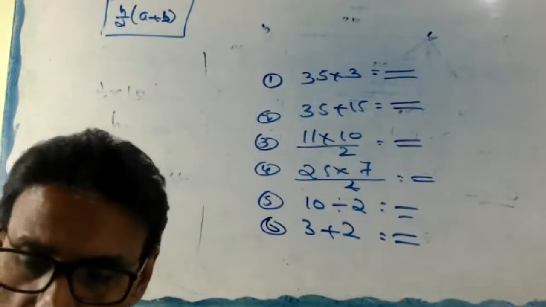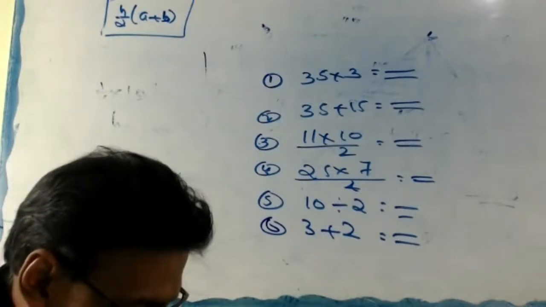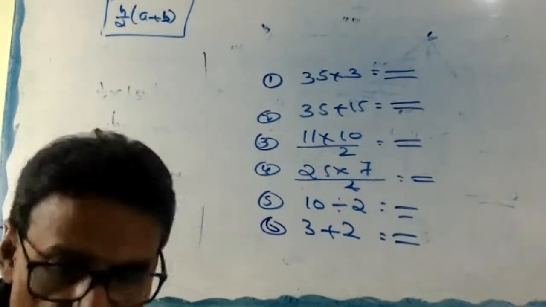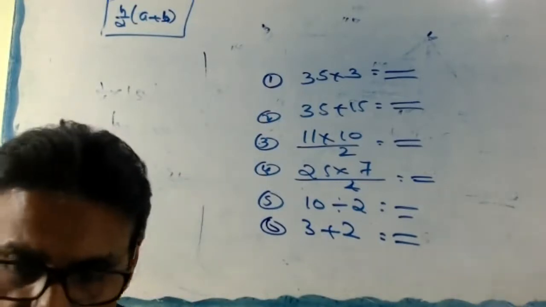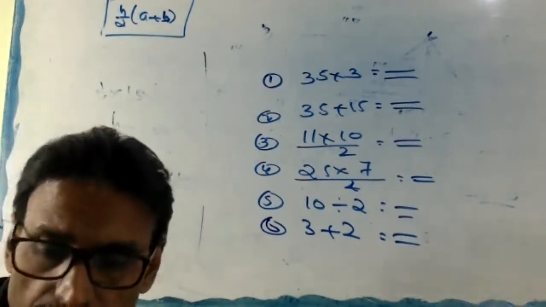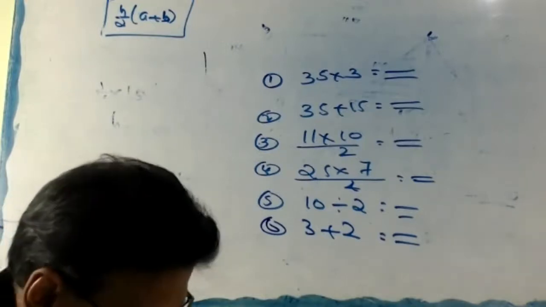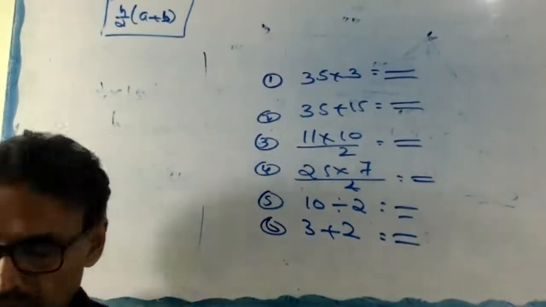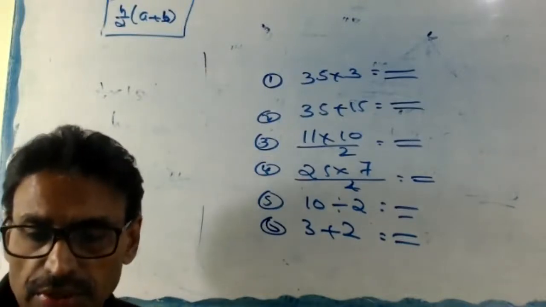Once again, two parallel sides of a trapezium are 60 centimeter and 77 centimeter, and other sides are 25 centimeter and 26 centimeter. Find the area of the trapezium. Okay, do it first.